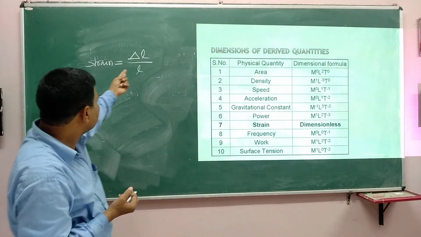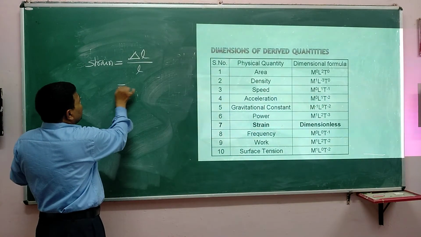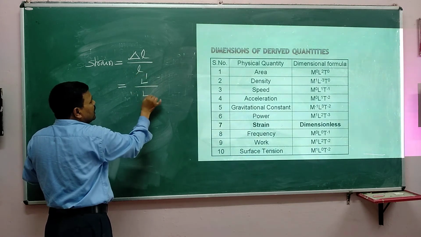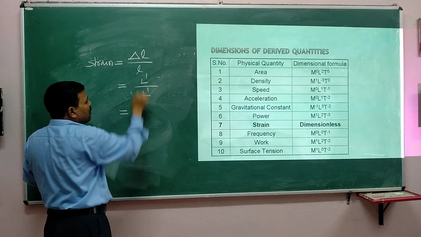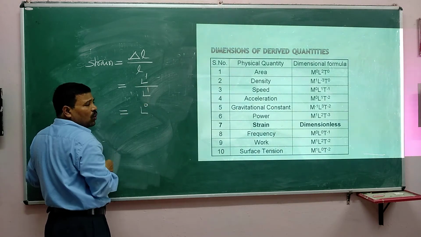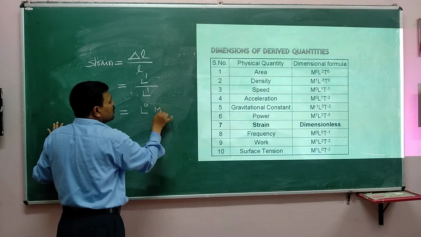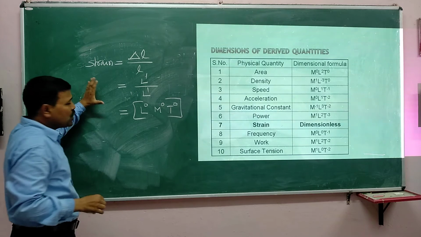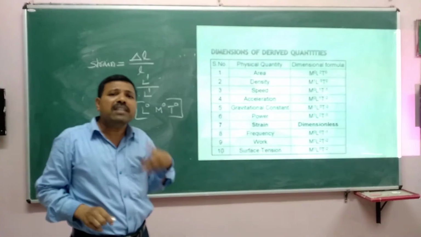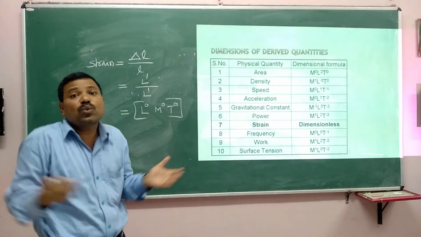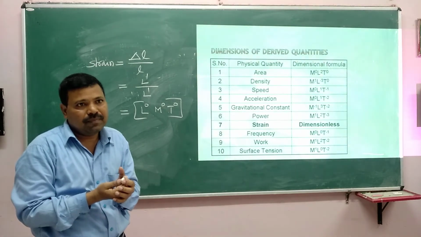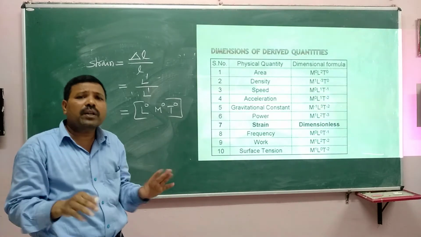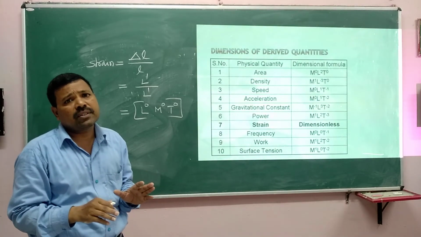So, the change in length is L raised to 1. Length is L raised to 1. So, this becomes L raised to 0, and M raised to 0, T raised to 0. It means that strain is a dimensionless quantity. It has no dimensions. So there are quantities which do not have dimensions.